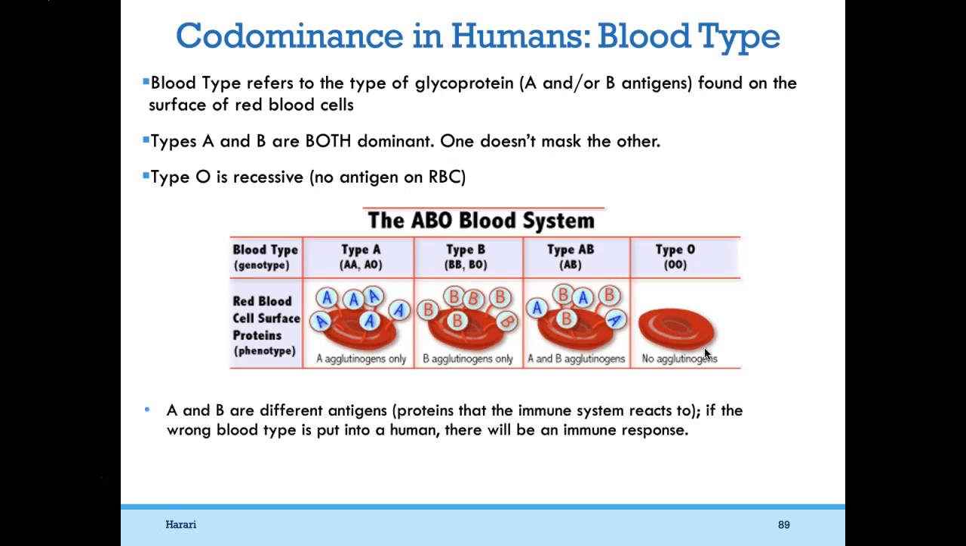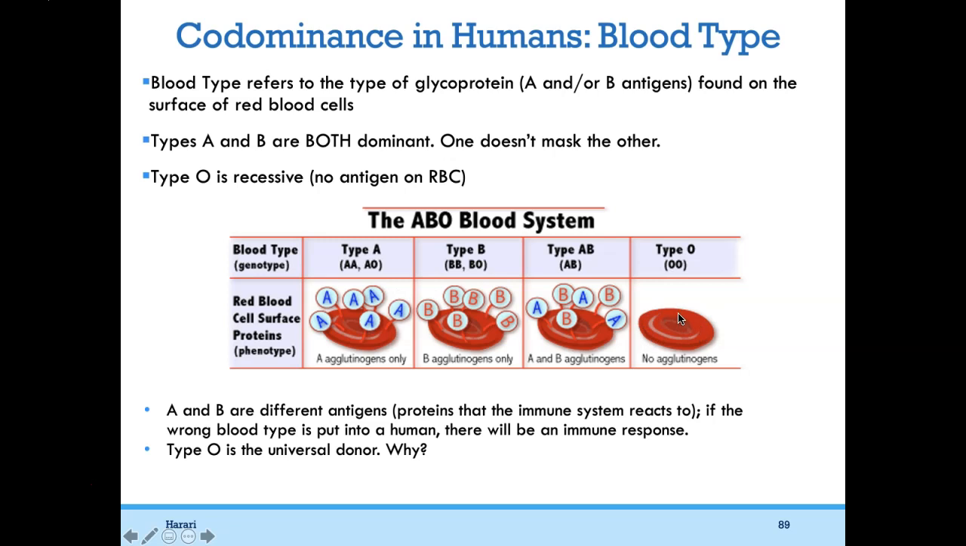And again, A and B are different antigens, meaning the immune system reacts to that. This is why it's really important to know your blood type, because if you're type A, you could only receive blood from type A or type O. So type O is the universal donor. Why do you think that is? What happens is, if I'm type A, my body will produce antibodies against type B blood. So if I were to put type B or AB blood into my type A body, I would have a terrible immune reaction, terrible response.